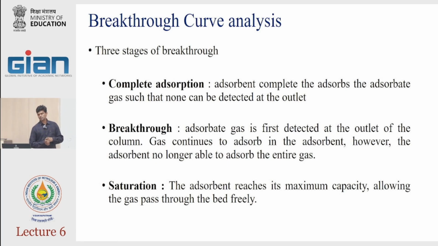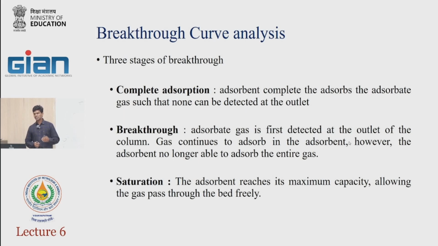One is complete adsorption: the adsorbent completely adsorbs all the gas molecules, therefore we don't see anything at the end. Second is breakthrough: the adsorbate gas is first detected at the outlet, and gas continues to be adsorbed, however it is no longer able to adsorb all of it. It may be partially adsorbing and partially releasing. That is the breakthrough region. And in the saturation region, whatever gas you send in comes out because it's already saturated.